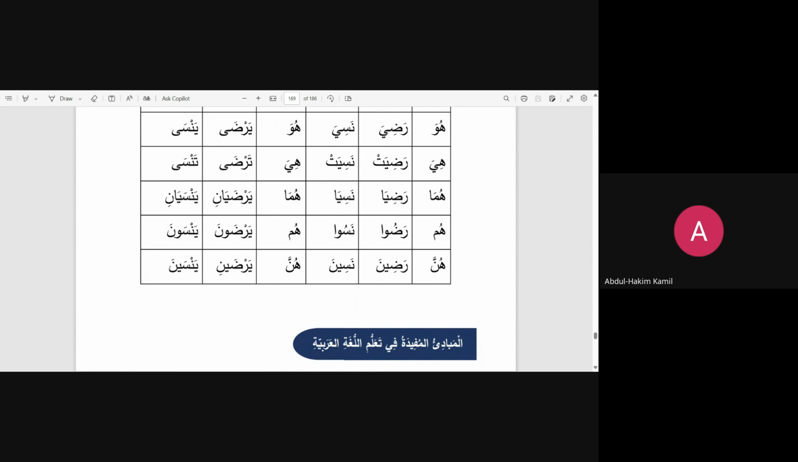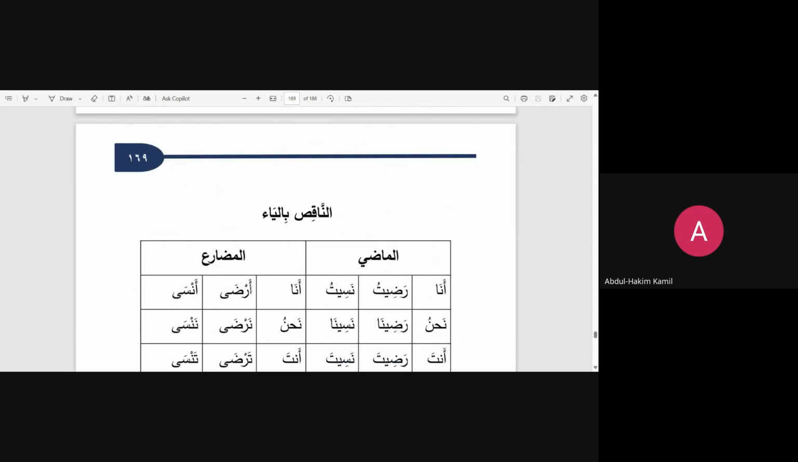Now it's very clear on the chart. You can see it clear as day, right? When we say radina, when we say radituna, what do you say for hunna? Anything to change? You just add that noon, like jalasa, jalasna, dahaba, dahabna, radiya, radina. Finished. Right? Let's go to the mudari. I'm going to read the pronoun. You read. Ana?